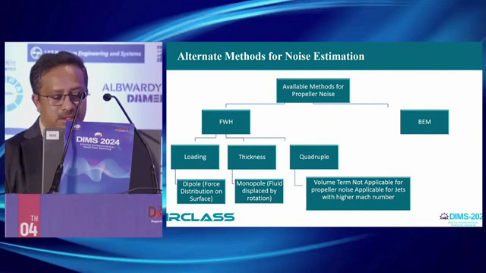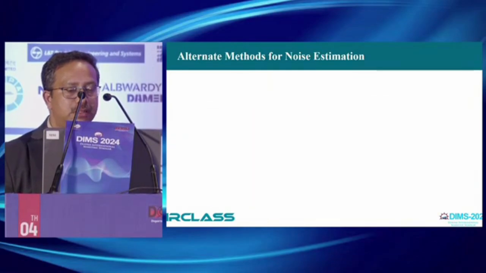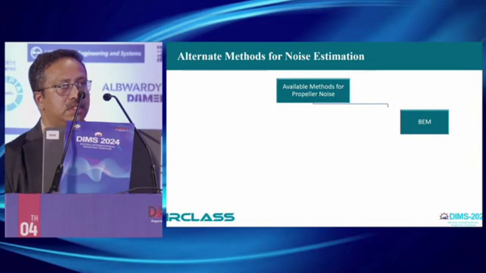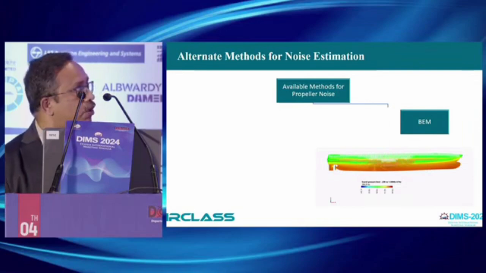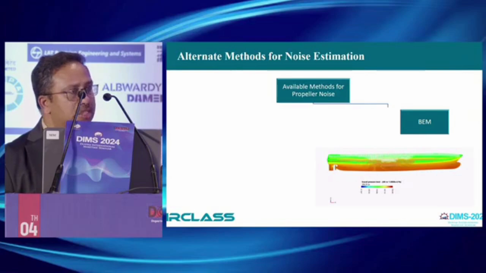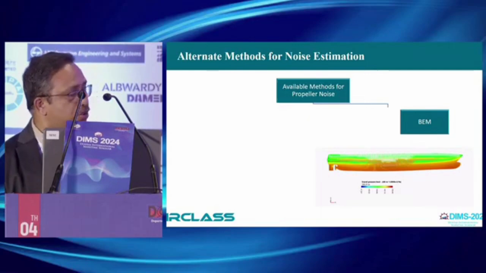So coming to the alternate methods, there is another method called the boundary element method. What we do here is that the fluctuating pressures calculated using CFD are mapped onto a surface model. Here we used the fluctuating pressures on the propeller as well as the hull. These are the two radiating sound surfaces. So we have mapped those pressures and tried to radiate these pressures to the far field.